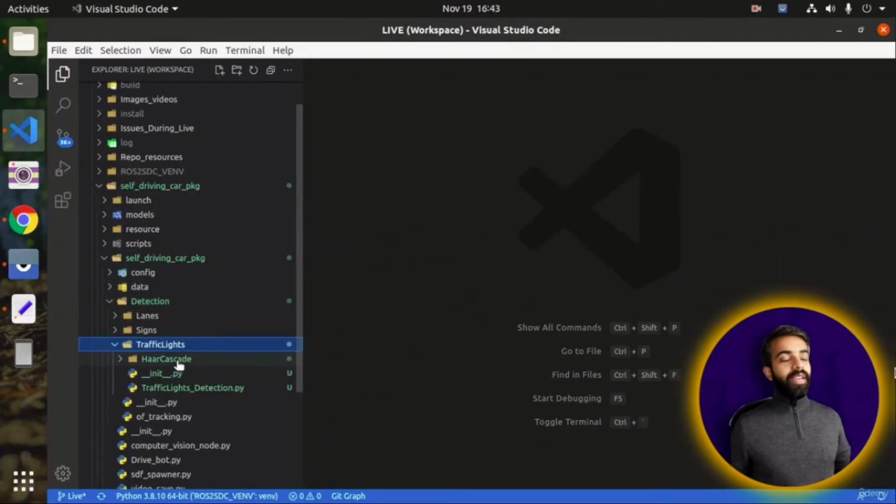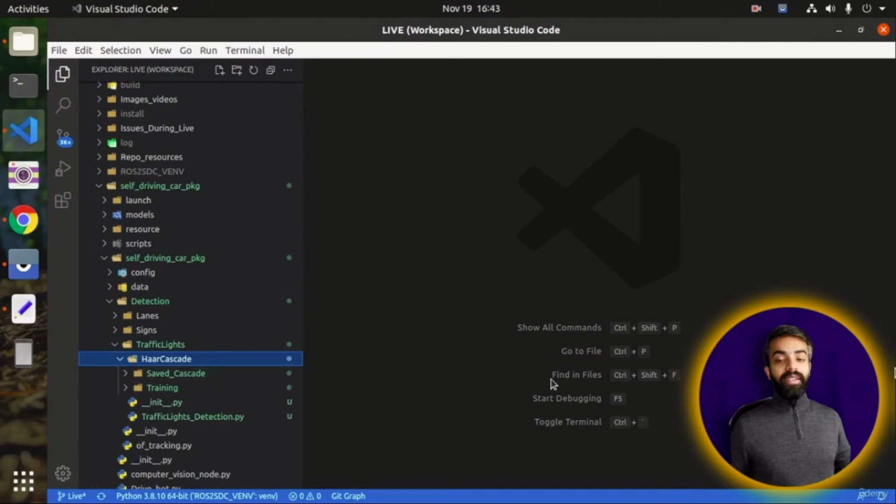Inside it, I've already placed a Haar cascade folder which contains two things. The first thing is a training folder which contains all the files that are necessary to train a Haar cascade from scratch for any object. And the second folder is a saved cascade, that is simply the trained cascade that can be used to perform the traffic light detection by any user.